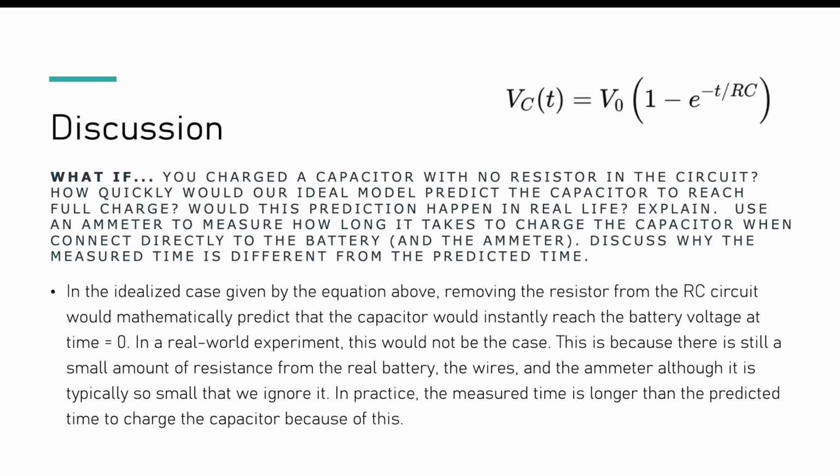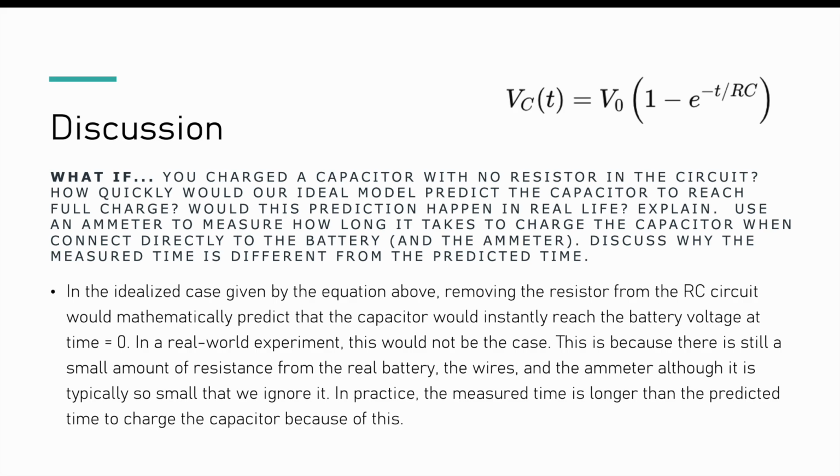Our discussion: what if you charged a capacitor with no resistor in the circuit? How quickly would our ideal model predict the capacitor to reach full charge? Would this prediction happen in real life? Explain. Use an ammeter to measure how long it takes to charge the capacitor when connected directly to the battery and the ammeter. Discuss why the measured time is different from the predicted time.